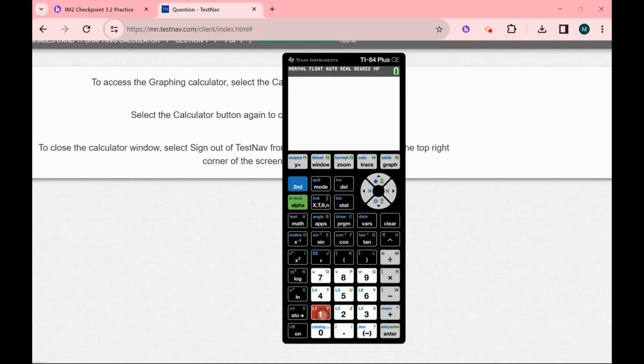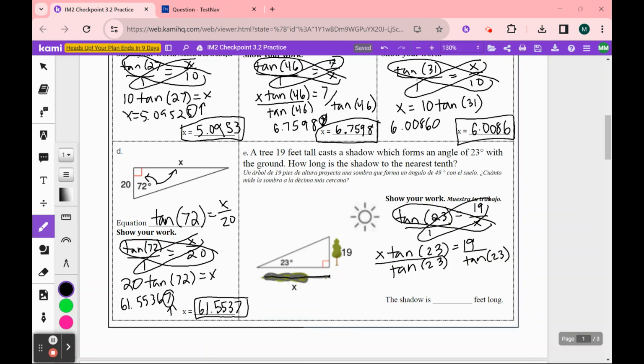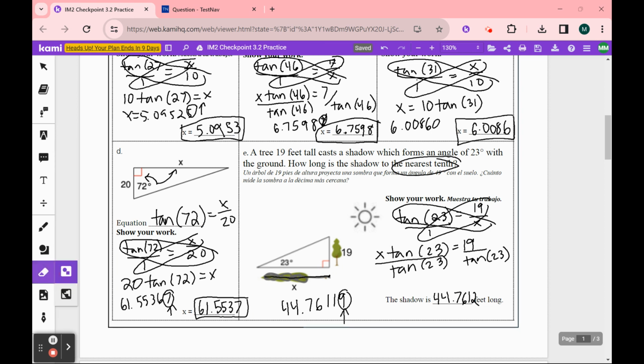Let's check our calculator. 19 divided by tan of 23 is 44.76119. The 9 makes me round up, so I have a shadow which is 44.7612 feet long. Oh, I was supposed to do the nearest tenth. Haha. Okay. In that case, the 6 is causing me to round up. So this becomes 44.8 feet, and I don't need the rest.